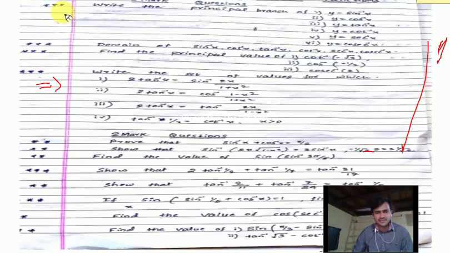In 99% of cases they may ask the principal branch or domain itself, and sometimes they may ask to find the principal value of cot inverse of minus root 3, like this. For cot inverse of minus root 3, you need to remember that sin inverse of minus x is minus sin inverse x, but cos inverse of minus x is pi minus cos inverse x. These kinds of results you need to remember.